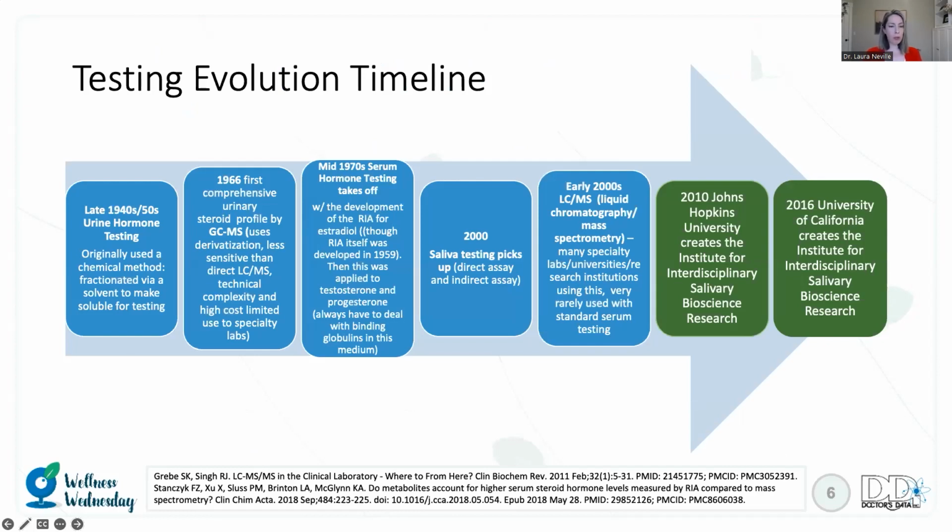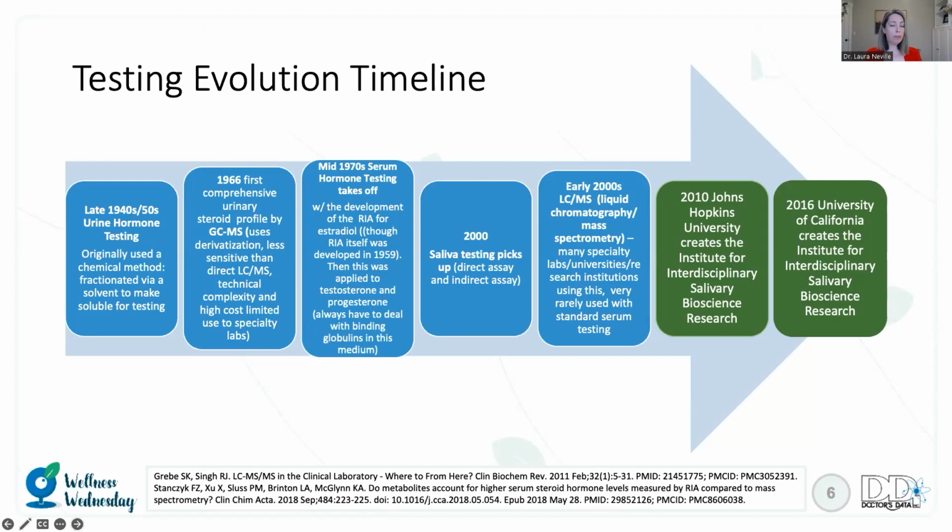This is something that I was always curious about, and it took me some digging to find the timeline of how this all evolved. But it was really in the late 1940s and the 50s when urine hormone testing came about. This was the first type of testing that we had in our world. And then a little bit later, say late 1960s, we had an improvement in the methodology of how we were testing in urine. So you'll see that's that second bubble there.